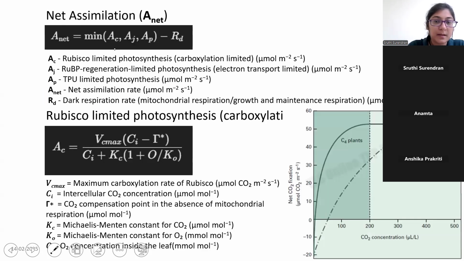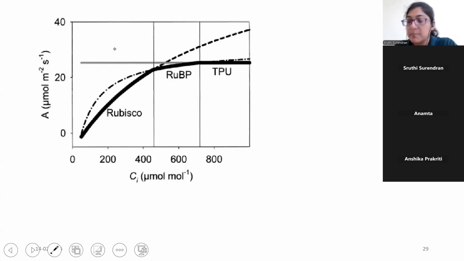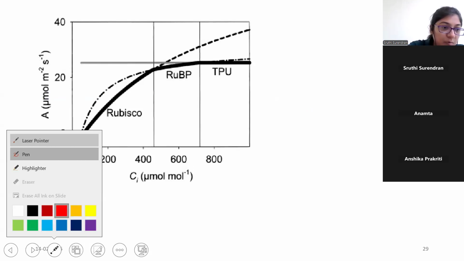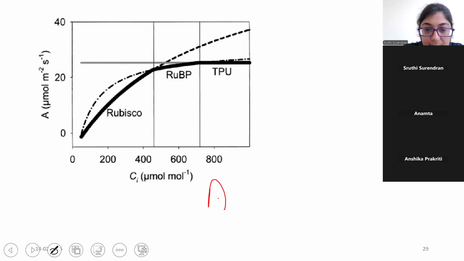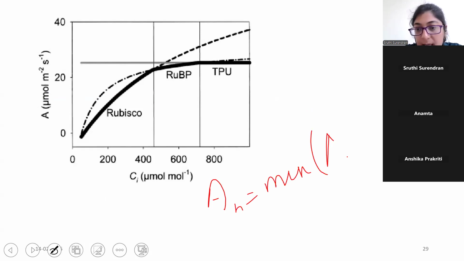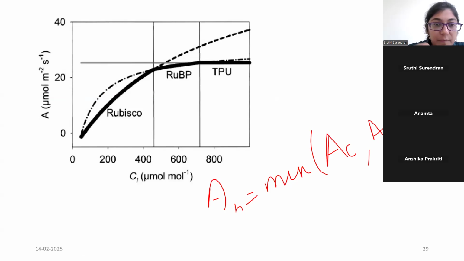Now, when I say the minimum of these three, we say that A net is equal to the minimum of AC, AJ, and AP minus RD. What does this minimum mean?